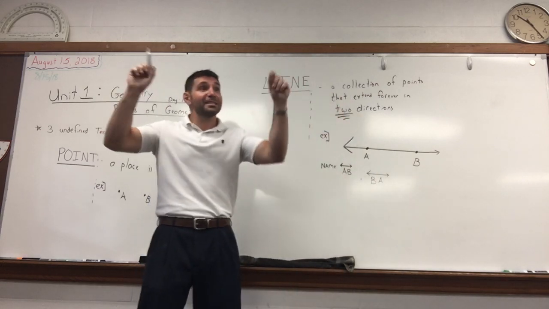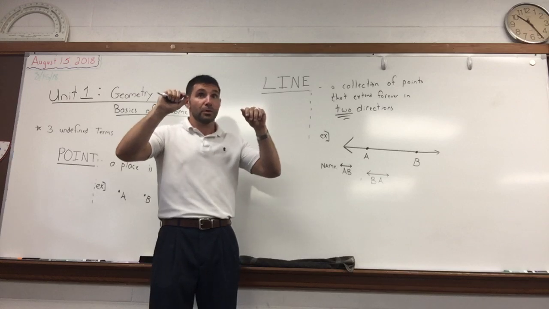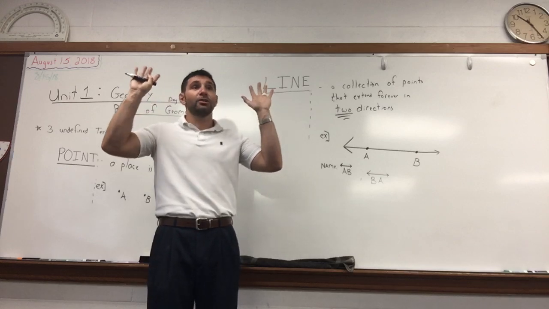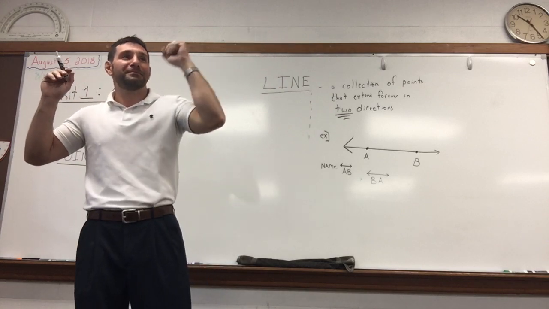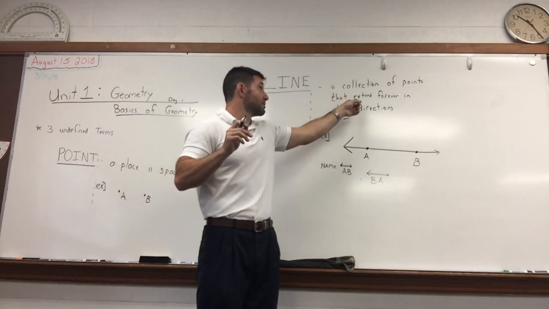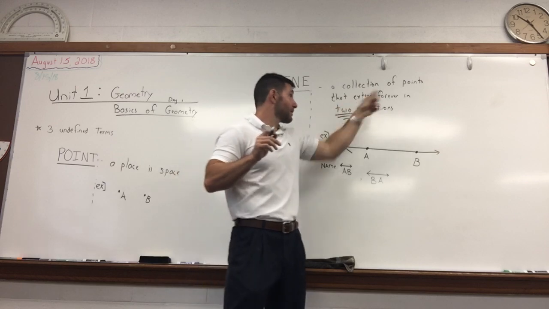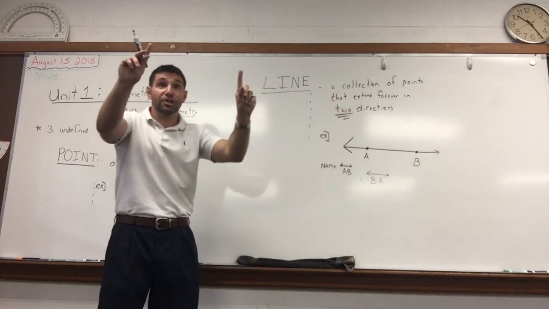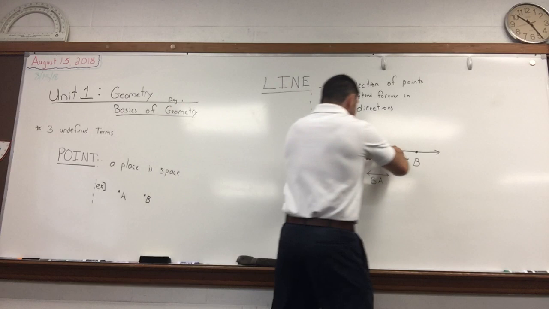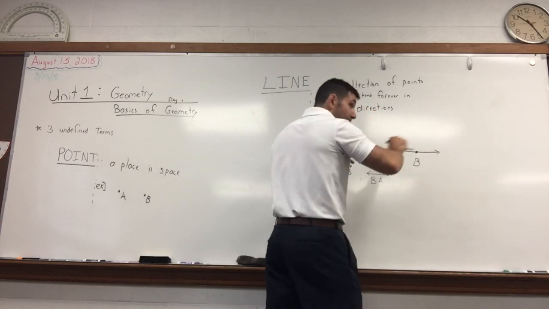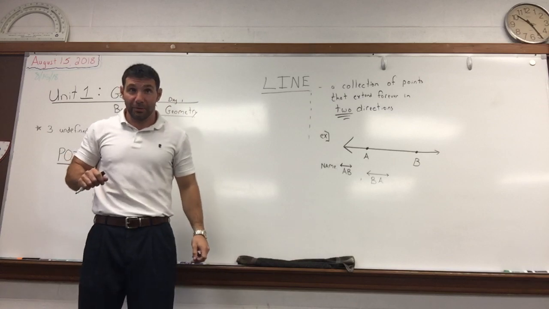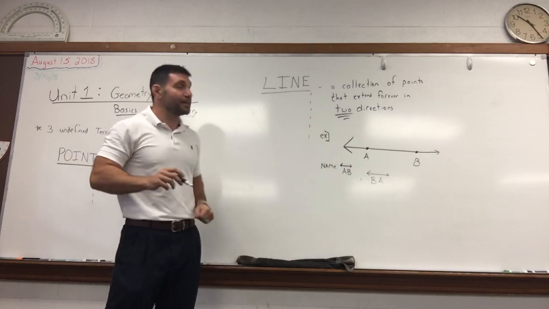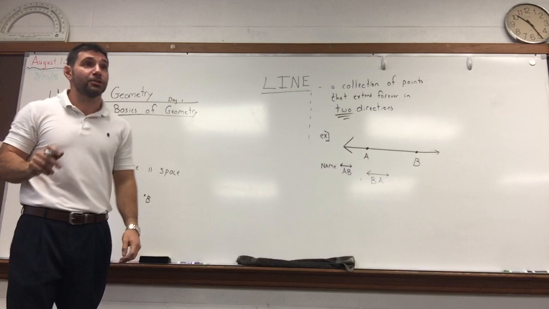Because why? What does a line do? Wait, I need hands. I need somebody new. Ma'am, what's your name? Aubrey. What does a line do? It extends forever in two directions. So line AB goes through A and B, but if I say line BA, it's still going through those same 2 points. Everybody with me? Yes. Okay, that's a line. That's a second undefined term.